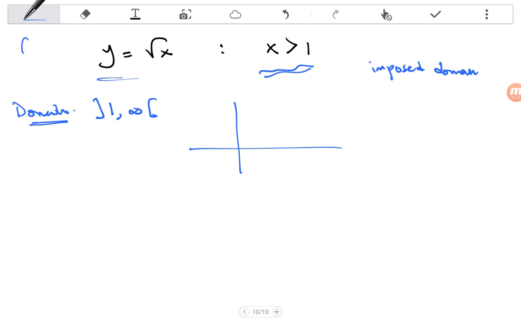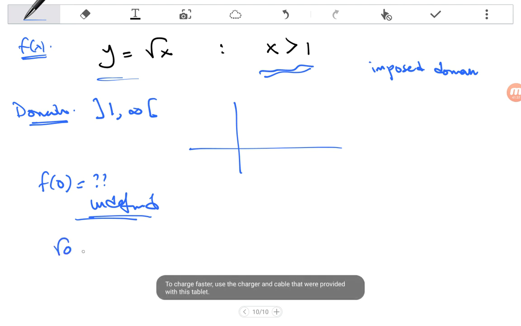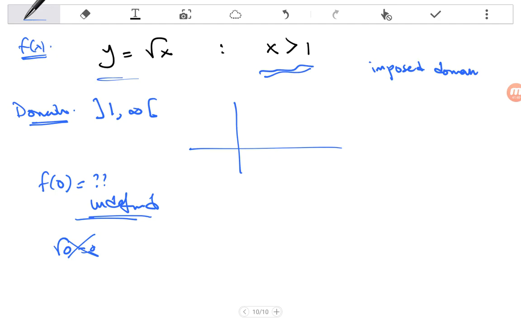So, for this f of x, can I find f of 0? What is f of 0? For this function, f of 0 is undefined. Can I say here that root 0 is equal to 0? No, this is not a correct answer. Why? Because for this function I imposed some domain. I put a restriction in my definition of the function. I put here that x is greater than 1. So don't go out of this imposed domain that I gave you.